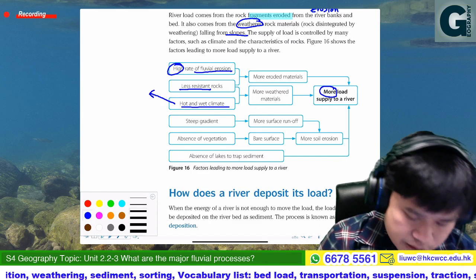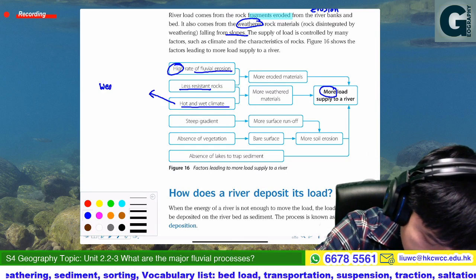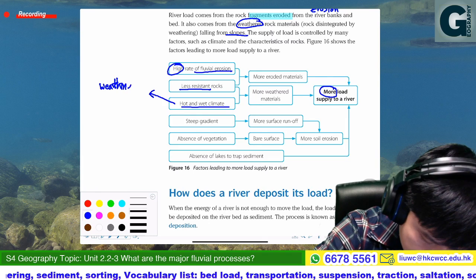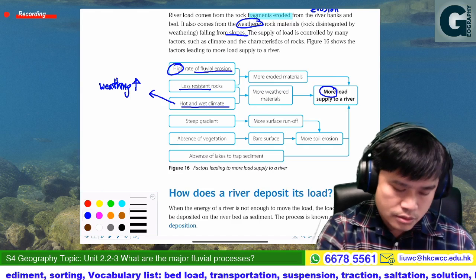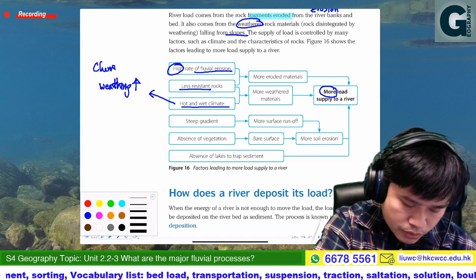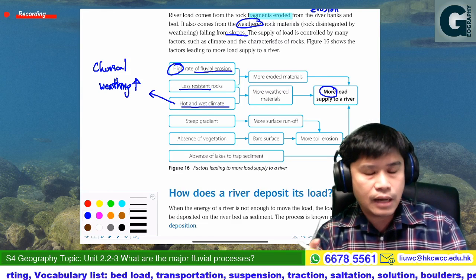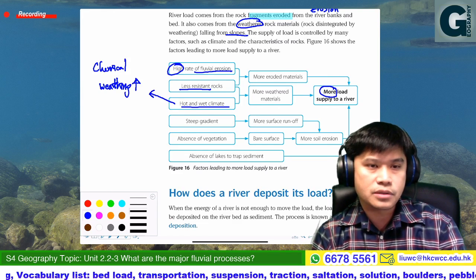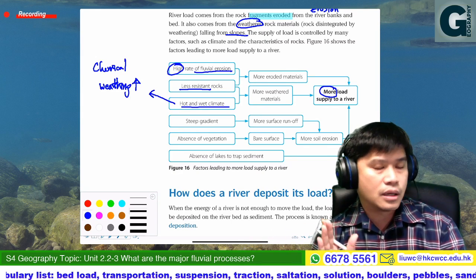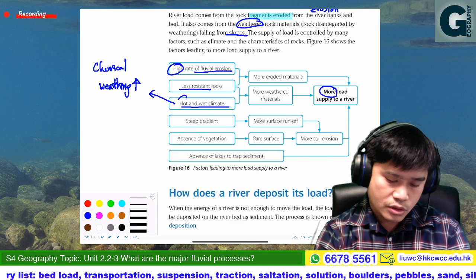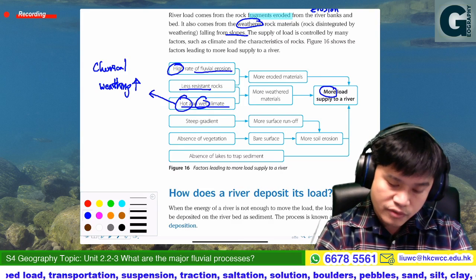If the climate is hot and wet, it means the process of weathering will increase, especially what we call chemical weathering. We'll study it in our first elective topic, the dynamic earth. So right now if you do not understand, don't worry, just memorize this: if there's a hot and wet climate, there will be more weathering. More weathering means more weathered material.